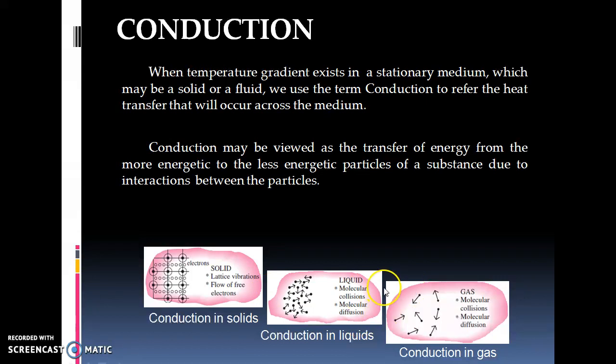Same thing in the case of gases, only the difference is the molecules are very loosely packed compared to that of liquids, and heat transfer happens by means of molecular collision and diffusion. So the main thing to be noted in conduction is it can occur in solids as well as in fluids, provided it is a stationary medium.